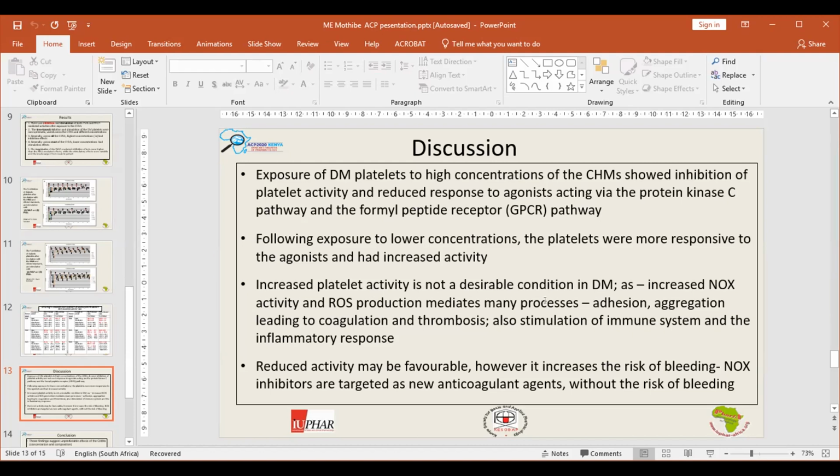And with reduced activity, the reduced activity of platelets might be a favorable thing in diabetes mellitus. However, generally we know that reduced activity of platelets is always associated with increased risk of bleeding. What is important that we found in literature is that inhibition of the NADPH oxidase, as reported by other researchers, carries less risk of bleeding. Hence, they recommended that inhibition of this enzyme system in platelets can serve as a new target for new anticoagulant agents that have a reduced risk of bleeding, and therefore that might present an effective antiplatelet strategy.